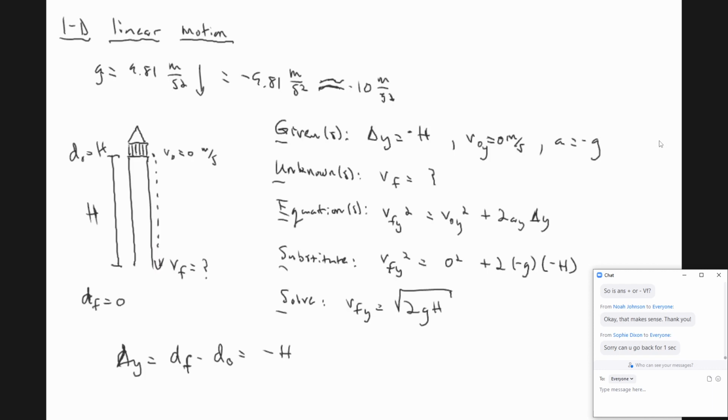Okay, now let's do 2D collinear motion, commonly referred to as projectile motion. Sure, no problem, I can totally go back one. So the GUESS method is givens, unknowns, equation, substitute, and solve.